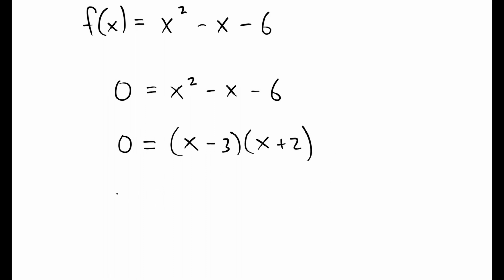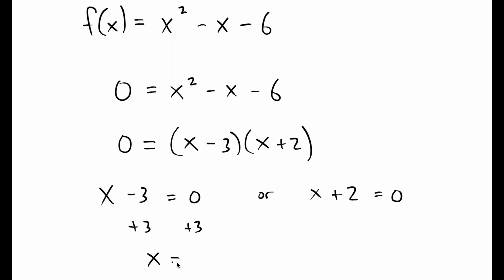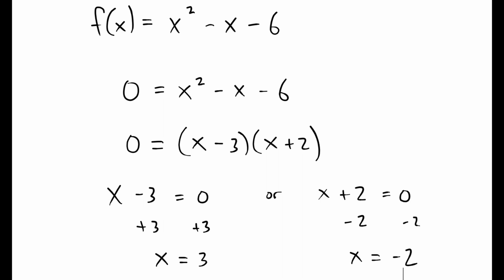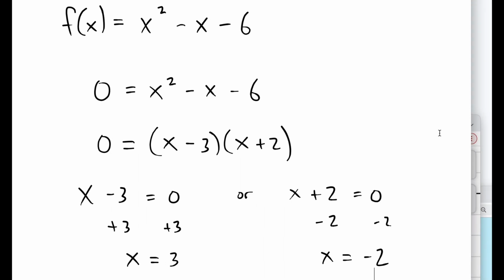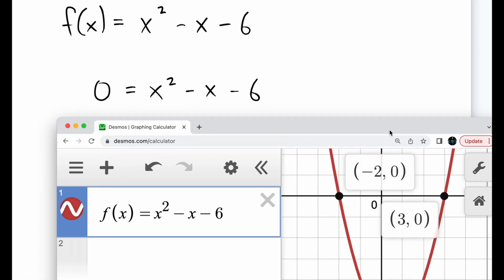And then we would apply the zero factor law. So in order for the multiplication of these two things to be 0, it must be that x minus 3 is 0, or x plus 2 is 0. Then we could solve to reveal what the zeros actually are. So the zeros are -2 and 3, just like the graphing program had said.